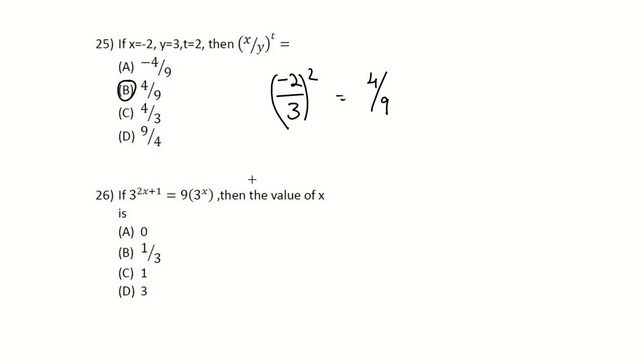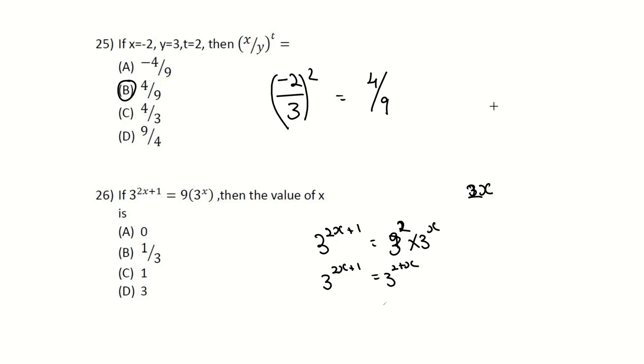I don't know how come they give you this question, but 3 to the power of 2x plus 1 equals, I want my bases to be 3, so this would be 3 to the power of 2 multiplied by 3 to the power of x. So I have 3 to the power of 2x plus 1. When my bases are the same, I simply add my powers. So that's 3 to the power of 2 plus x. So now the bases are the same, so now we let the powers be equal.